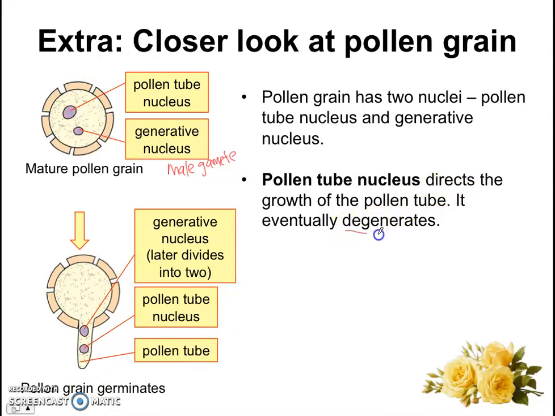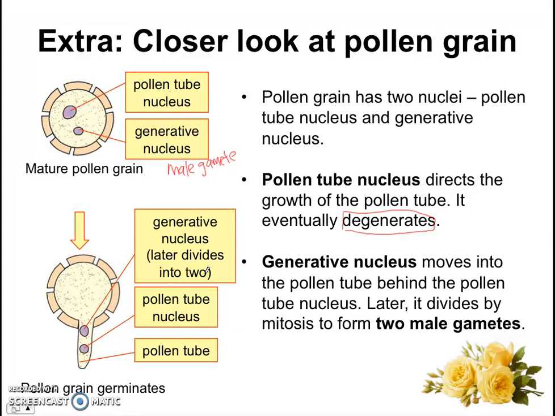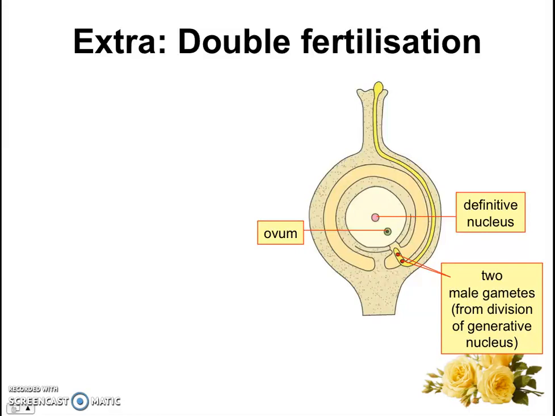It eventually degenerates. So this pollen tube nucleus, once it's done its job, once it's produced the pollen tube, is going to disappear. Now the other nucleus, the generative nucleus, the male gamete, is the one that will eventually fuse with the egg cell. Interestingly, this generative nucleus will move down the pollen tube, but as it moves down, it actually divides into two. So that's why there are actually two male gametes inside the pollen tube. The generative nucleus will later divide by mitosis to form two male gametes. Alright, but what's the point of having two male gametes?